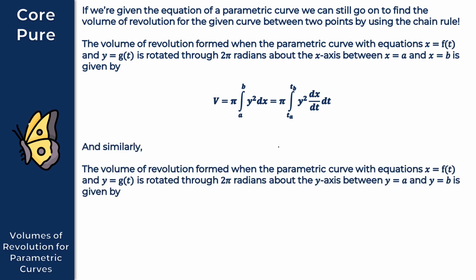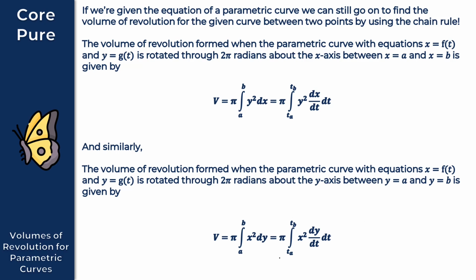Similarly, the volume of revolution formed when the parametric curve with these given equations, x equals f of t and y equals g of t, is rotated through 2 pi radians about the y-axis between y equals a and y equals b, is given by the following result. Again, V, the volume, is equal to pi times the integral from a to b of x squared with respect to y. This is just our standard result when we are rotating about the y-axis.